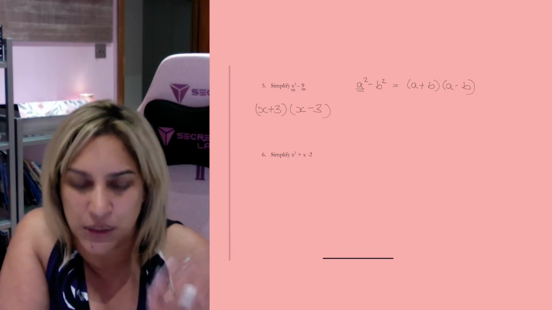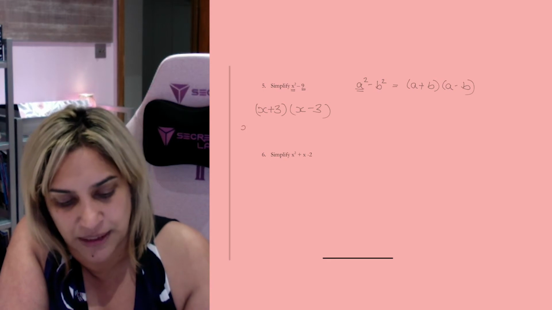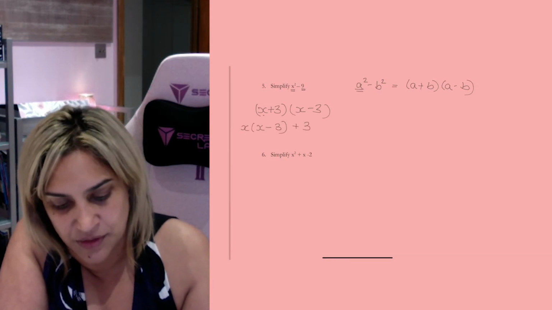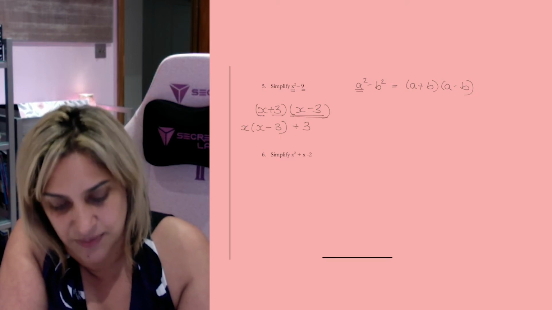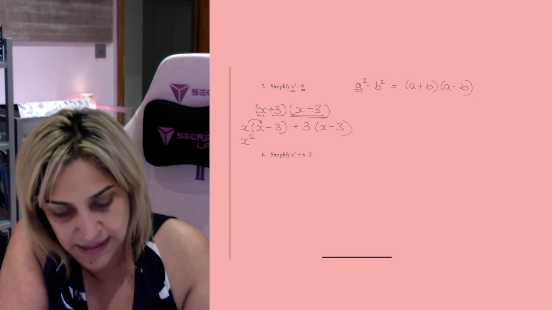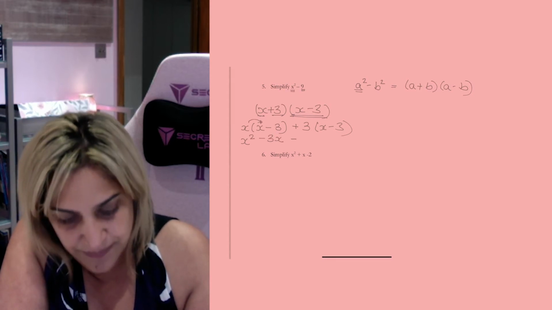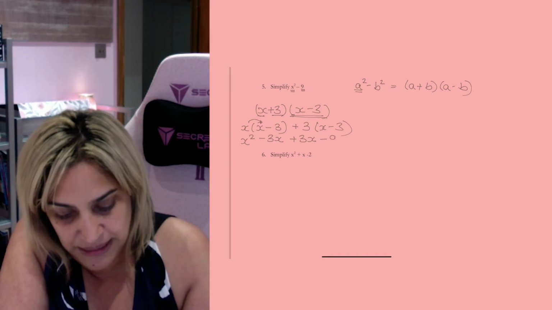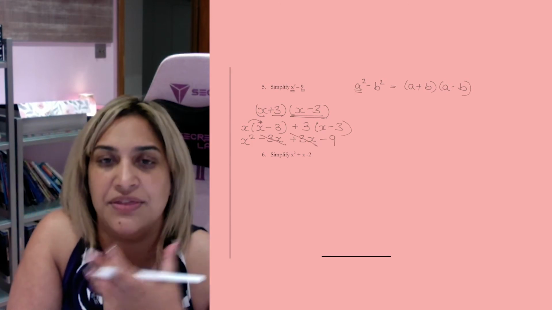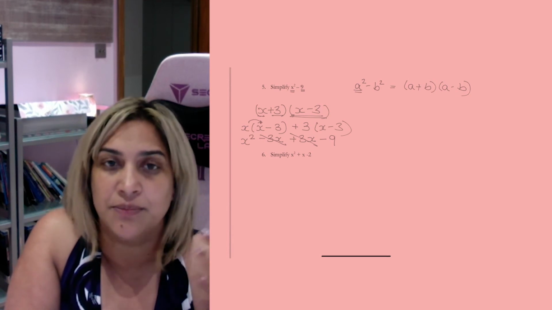And let's see why that works. So I'm going to open out the brackets. So I'd have x times x minus 3, so that one times all of that, and then that times all of that. And I open it out, I get x squared minus 3x plus 3x minus 9. So can you see the 2 middle ones cancel out? And that's why you can use completing the square.